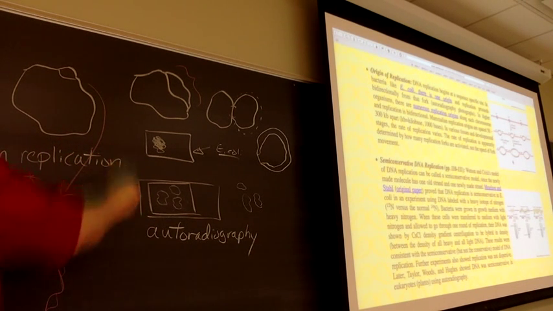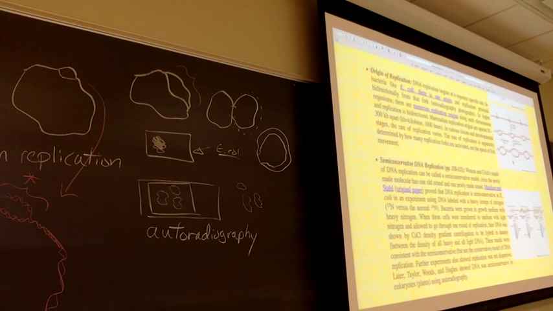We now know it is a fixed spot on the E. coli chromosome. But Cairns concluded correctly that there is only one origin of replication for the E. coli chromosome. You start replicating the chromosome, and the entire chromosome is replicated from that one start point.